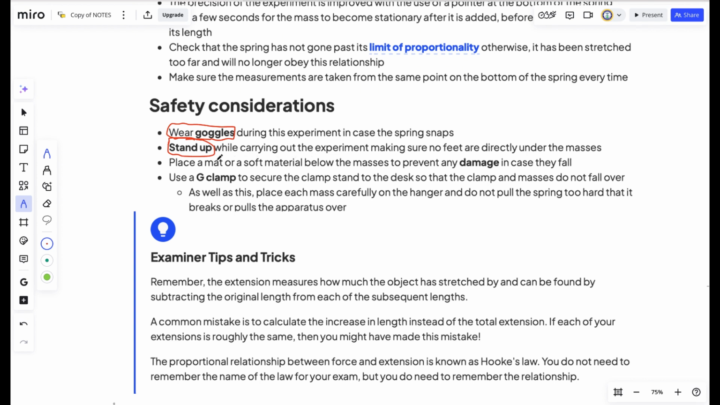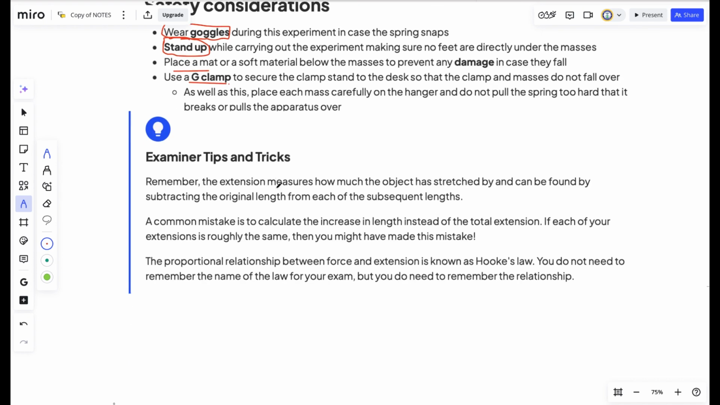You place a mat or a soft material below the masses in order not to damage anything. You place a thick mat below the experiment in case the masses fall down so that it doesn't break. You can say that as a safety measure. You can use a G-clamp. That's what they call a G-clamp. It ensures the holding of the equipment very well. Okay? So these are safety measures you can take.